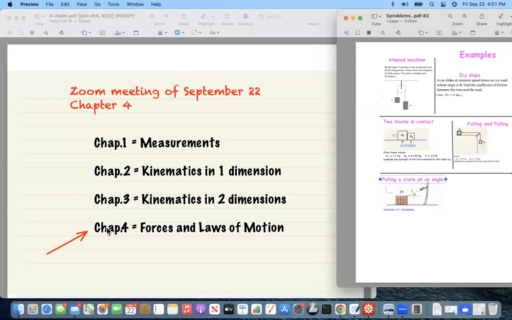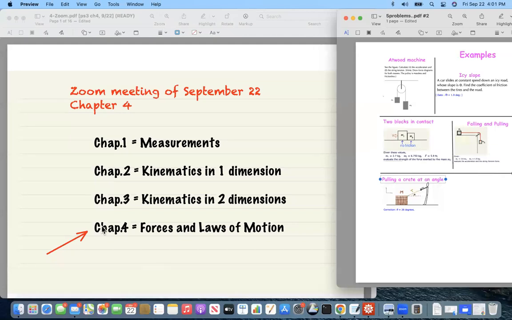Chapter 4 is where we start to study physics, because chapter 4 concerns forces, not just describing motion, like in chapters 2 and 3, but how do physical forces and interactions affect motion? And the answer is given by Isaac Newton's 3 laws of motion. So that's the subject of chapter 4.